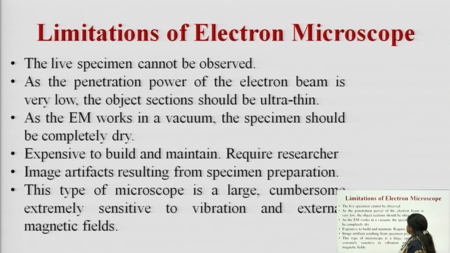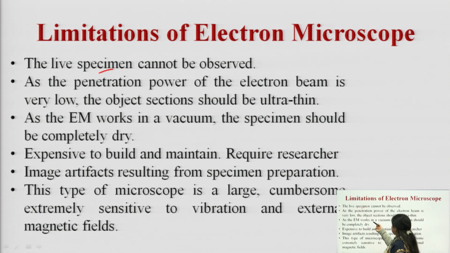What are the limitations of electron microscope? The main limitation is that we require highly skilled persons to operate these microscopes. Secondly, we won't be able to see live organelles or live specimens in that microscope, as a high-energy electron beam is passing through the specimen, so the specimen will not be live.